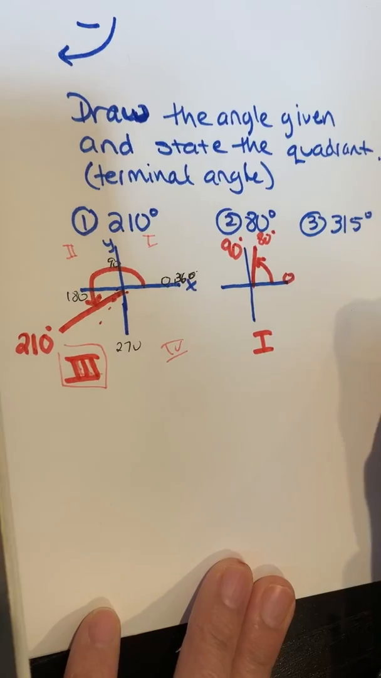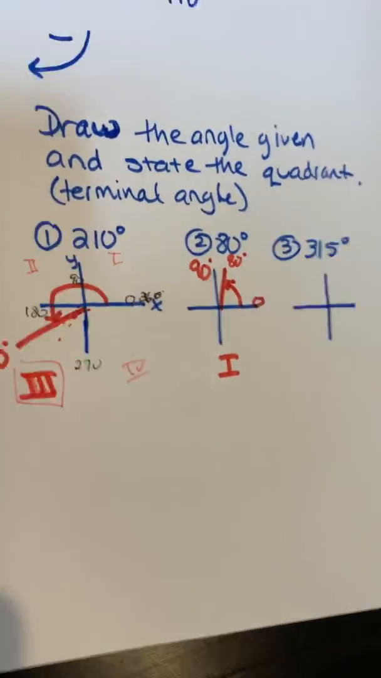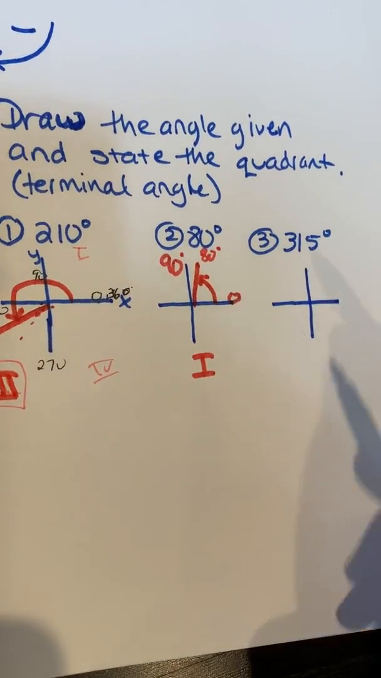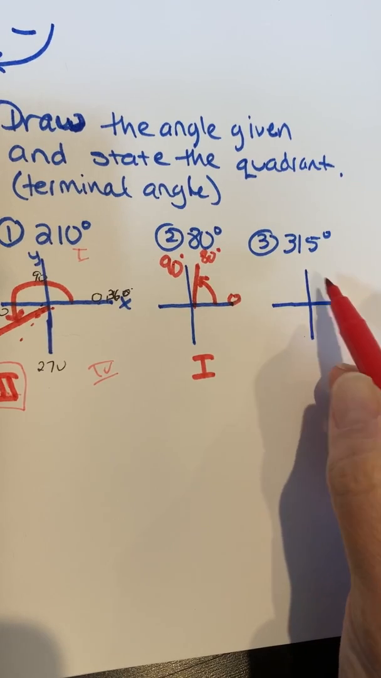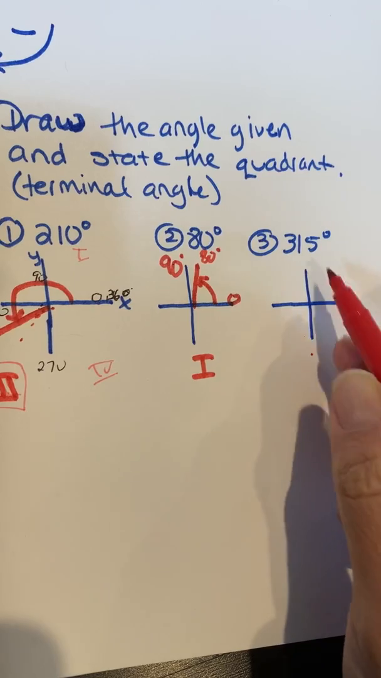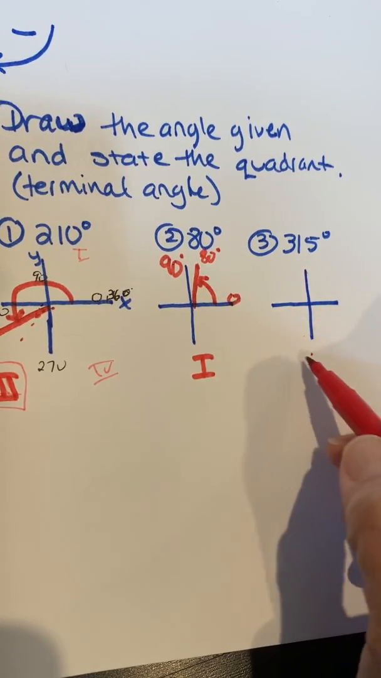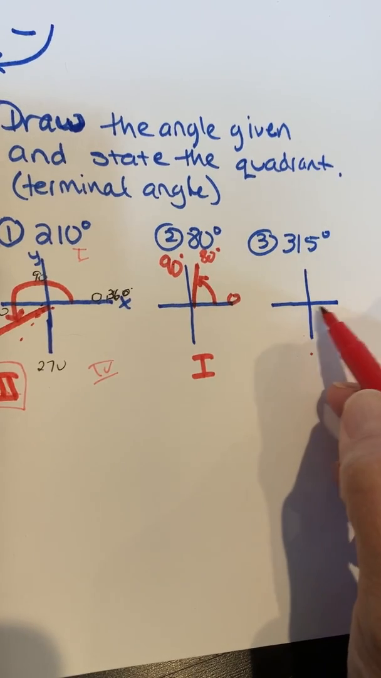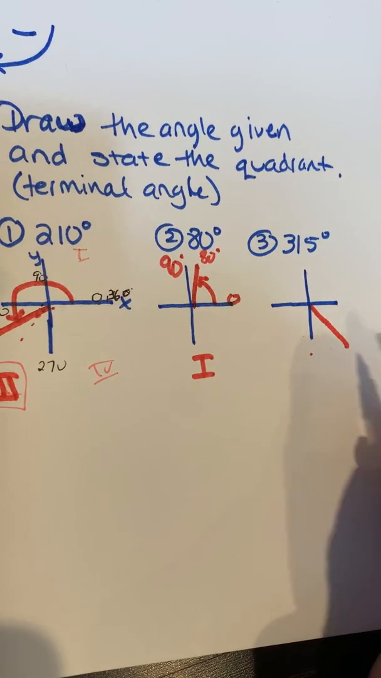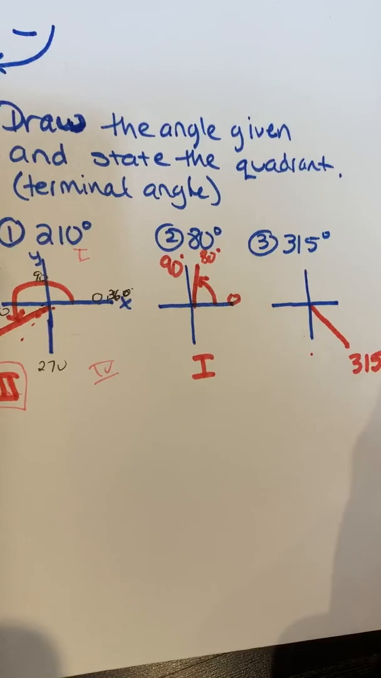Okay. Number 3, 315. So I know this is 0, 90, 180, 270. Even though I know this is 90 and 270, the biggest focus is 0 and 180, okay? All the way here is 360. So 315, that's about right there. So it's about 315 degrees.